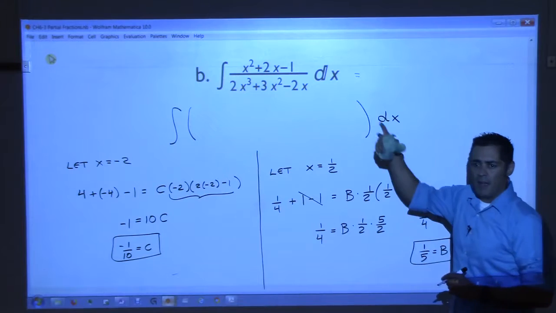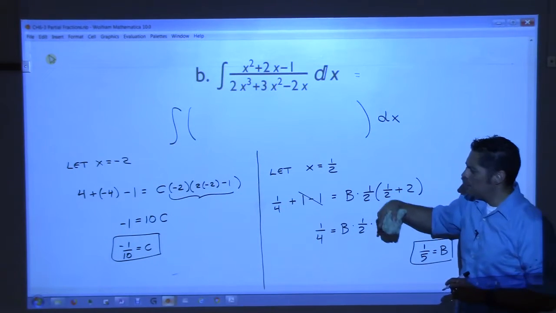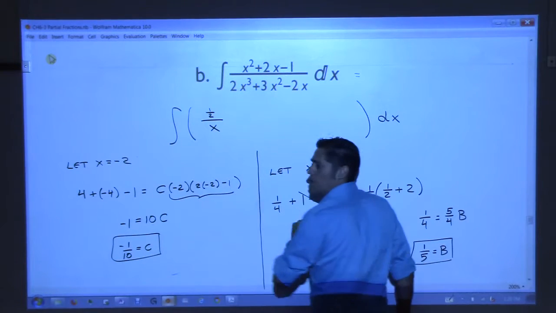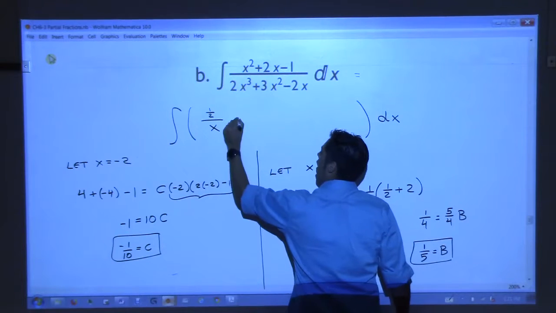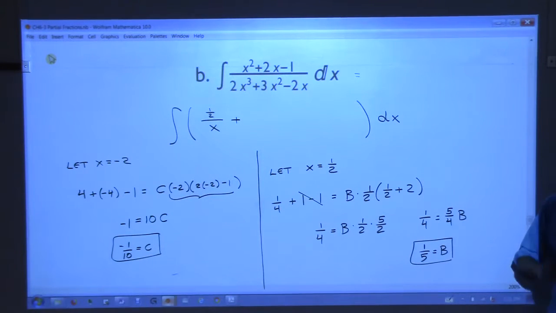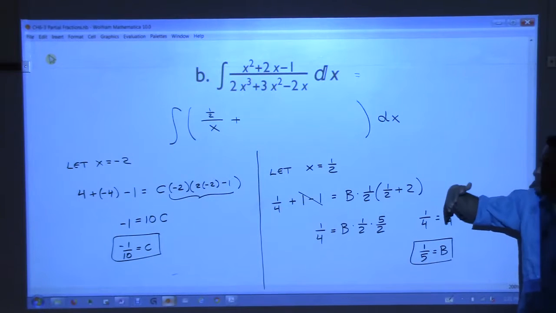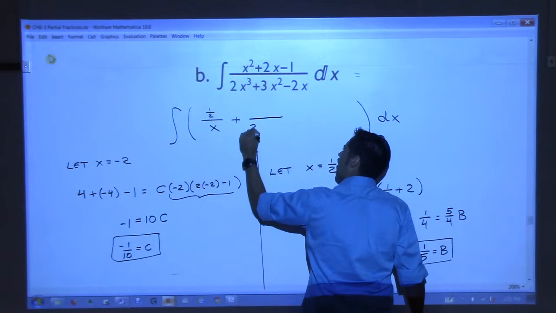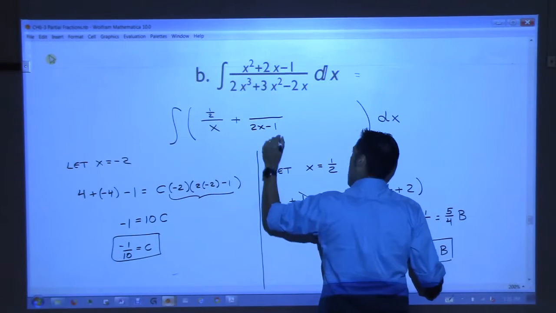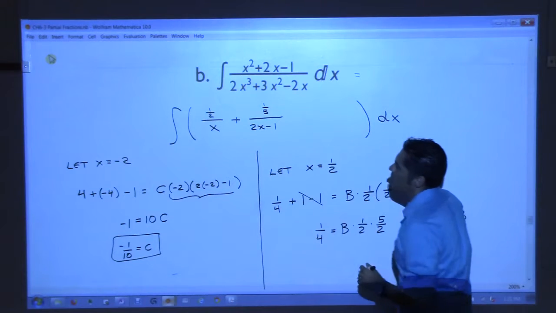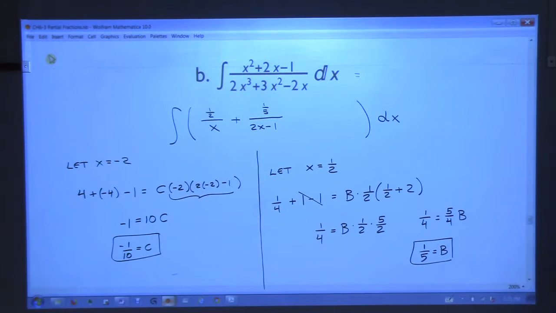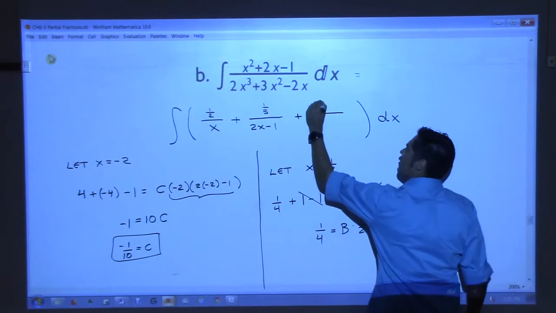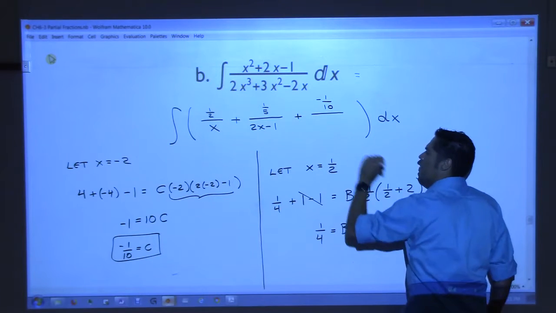three different things. What was it, a over x? What was a? 1/2. So watch the way I write this. 1/2 over x, okay? And then plus b over, you have to get these right. They have to match with what you said earlier. So it was b over what? 2x minus 1 was the second one. So 2x minus 1 down here, and b was 1/5. I know it's kind of weird to write it that way, but just do it. All right, plus the last one, which was c, negative 1/10, over x plus 2.